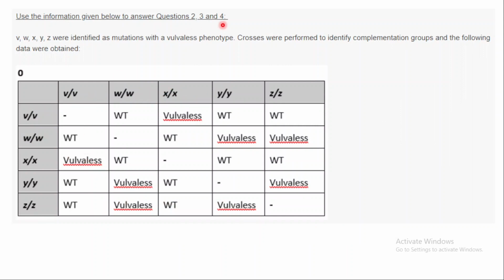So for questions 2, 3 and 4, we'll refer to this table. For this table, we have different mutations here. These V, W, X, Y, Z are all mutations with a vulvaless phenotype, and crosses were performed to identify complementation groups, and the following data were obtained.